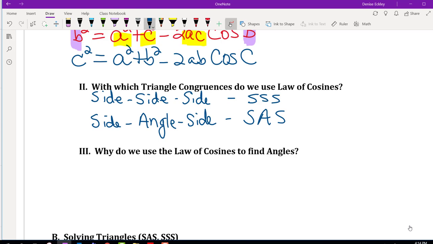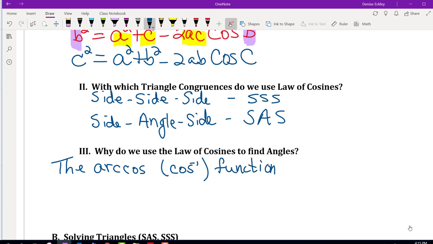Why do we use the law of cosines to find angles? Here is the important thing, and why it's better when we have more sides than angles, because with the law of sines it was better to have more angles. The reason for that is, if you think of the arc cosine function, remember that's the inverse cosine, and how it's defined, it's defined from 0 to pi.